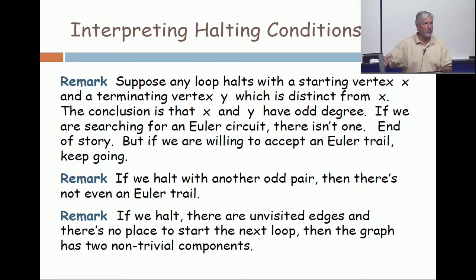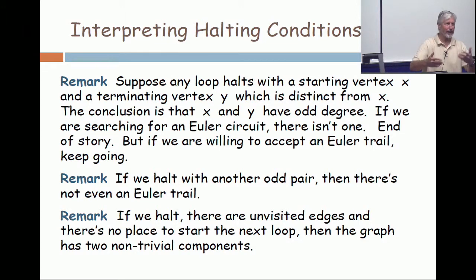All right, here's how I will use my tool for a different purpose. I just start the algorithm and watch what happens when it halts. If it halts with X and Y at different vertices at the opposite ends of a trail, then that's telling me something about the Euler circuit. But wait a minute. X and Y are in the same component. It's a trail, but there's a path between X and Y.